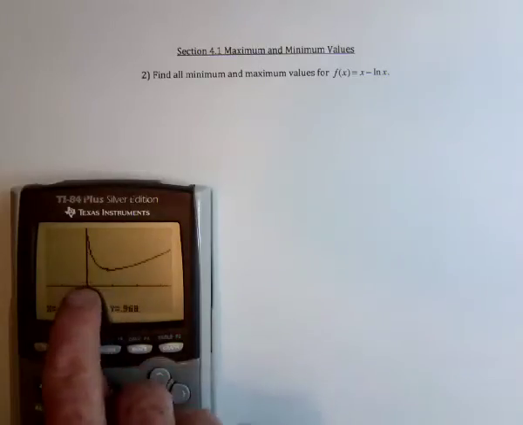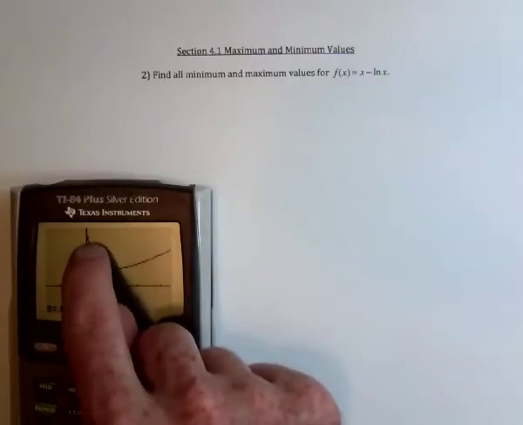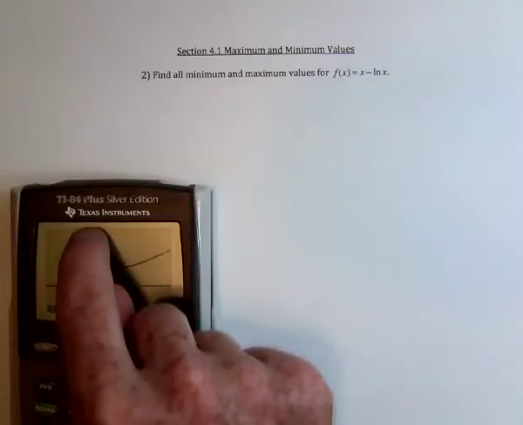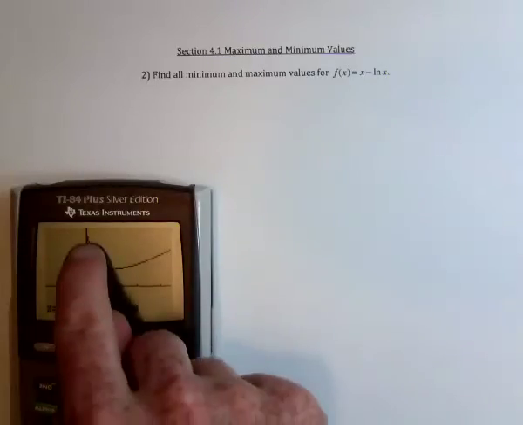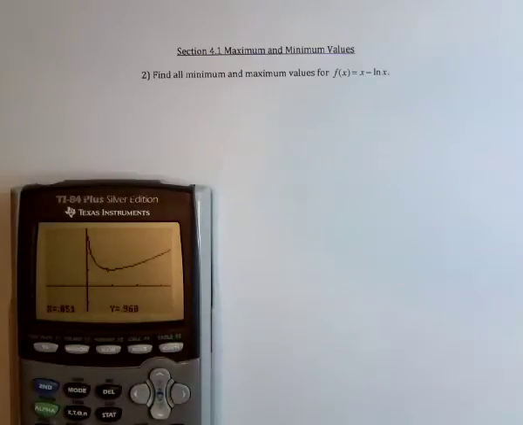And then this natural log of 0 is undefined, so this is actually a vertical asymptote. It looks like it's hitting right here, but x equals 0 is actually a vertical asymptote, so that is not a minimum or a maximum. Looks like x equals 1 is going to be it.